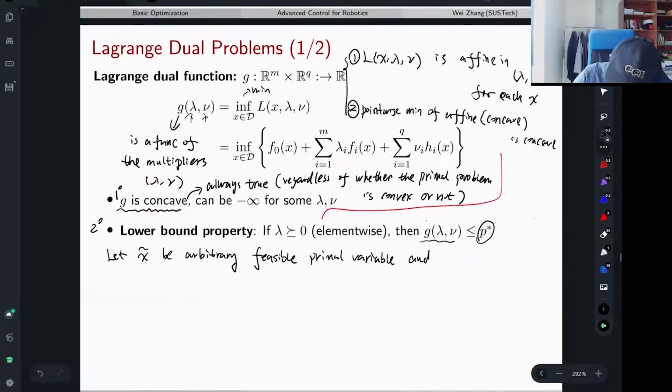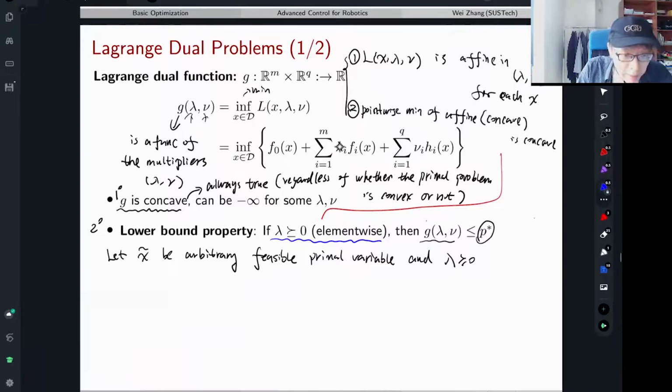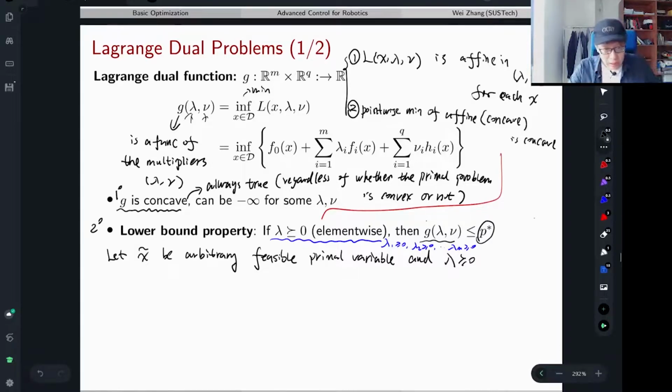Okay, and assume lambda is bigger or equal to 0. So I use this kind of curly type of inequality. This means element-wise. That means lambda is an m-dimensional vector. So lambda 1 bigger or equal to 0, lambda 2 bigger or equal to 0, element-wise, up to lambda m bigger or equal to 0. So all the elements are bigger than or equal to 0.